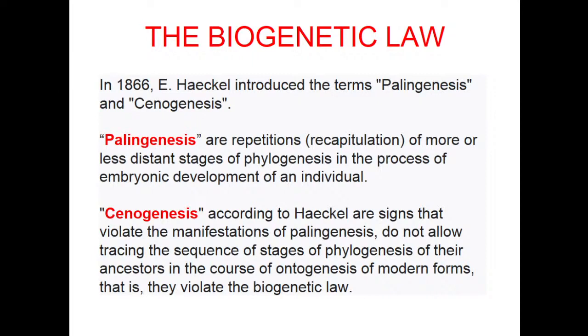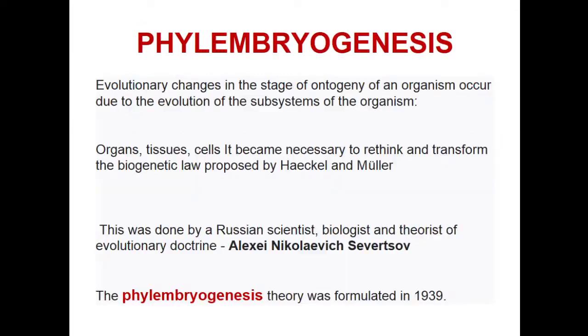Okay, what does xenogenesis mean? According to Haeckel, these are signs that violate the manifestations of palingenesis and do not allow tracing the sequence of stages of phylogenesis of their ancestors in the course of ontogenesis of modern forms, that is, they violate the biogenetic law.